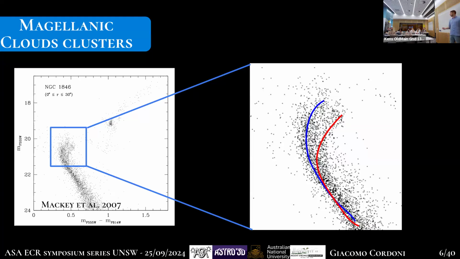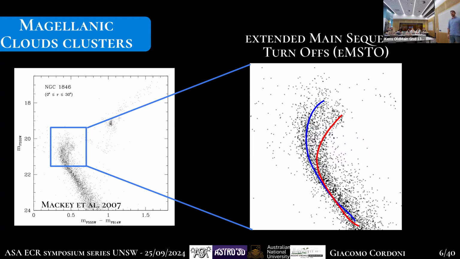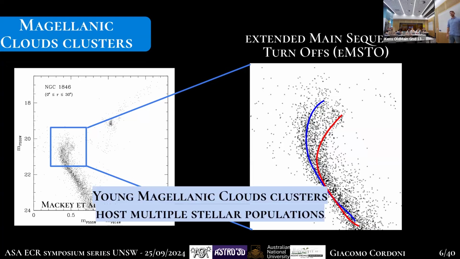And we were very happy when we realized this, because the straightforward conclusion is that the turn-off is extended, so it's not consistent with, again, a simple stellar population. And even more importantly, we are looking at multiple stellar populations in Magellanic Clouds clusters. And again, this is very important because this means that we can study multi-populations just a few gigayears after they form. So not 13 gigayears like in globular clusters, but much sooner, let's say.